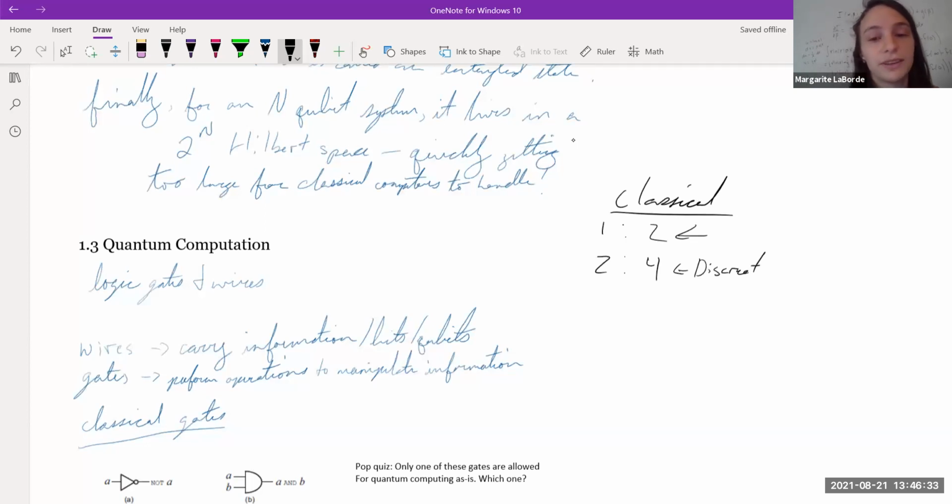Your Hilbert space is not discrete. This is continuous. So you're living in a much higher parameter space, or as the quote at the beginning of the chapter says, Hilbert space is big. It's a pretty big space. So it goes as 2 to the n, and what that essentially means is you very quickly get too large for classical computers to handle.